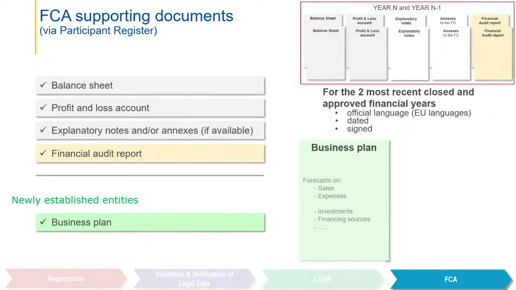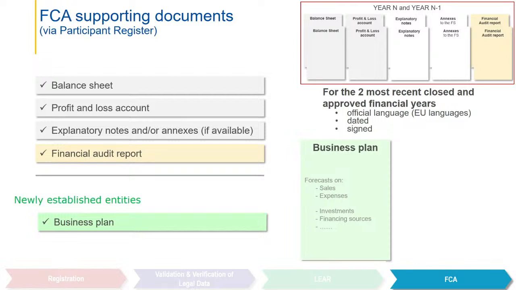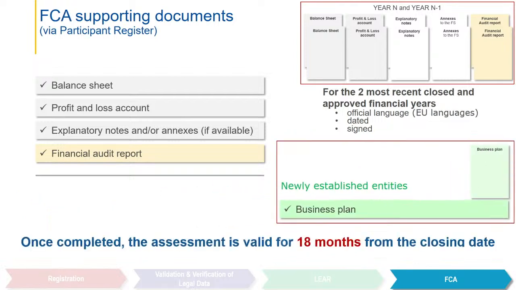For newly established entities who have not yet reported their first financial statements, we will assess the business plan with the forecast on sales, expenses, investments, and so on. So we will assess future financial performance. Once completed, the financial capacity assessment is valid for 18 months from the closing date. It means that in this period, if you apply for another grant in another action, we will not ask you again for the set of financial documents because we will keep the previous financial capacity assessment.